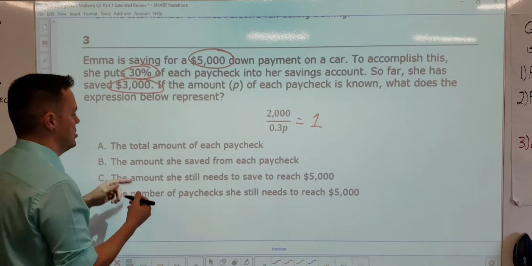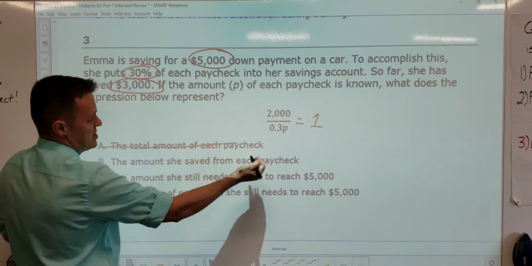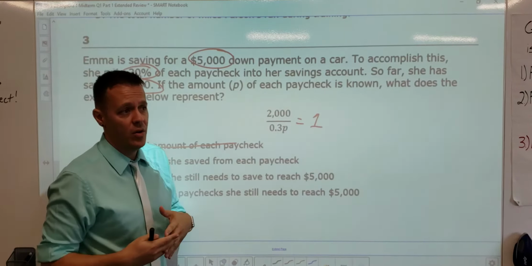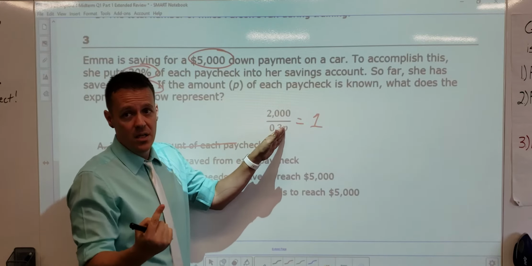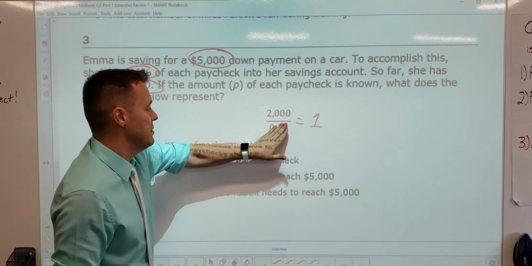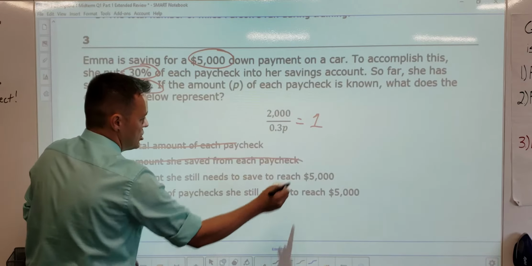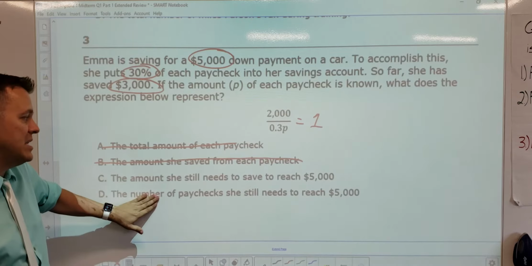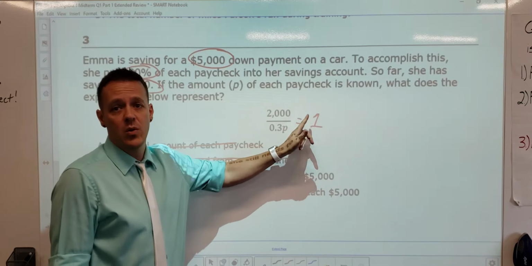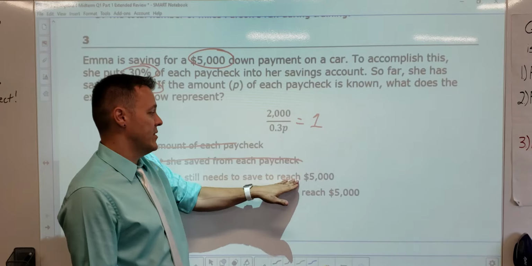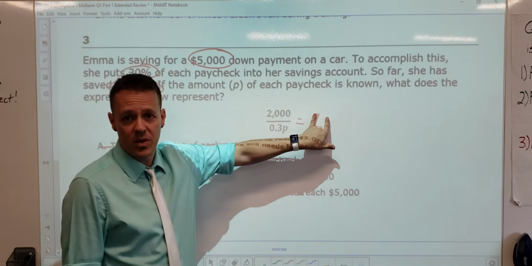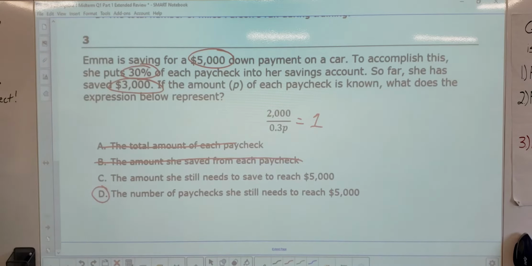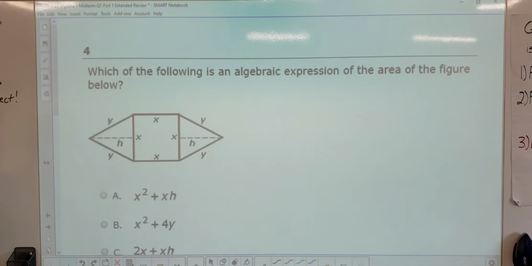So when you're looking at this, it can't be the total amount of the paycheck because that just doesn't make any sense. The amount she saved from each paycheck, well, you would be able to do that with paycheck 1, but with paycheck 2 or 3, you wouldn't be able to know how much she saved from each one. So you're left with how much she still needs to save to reach 5,000, or the number of paychecks. Well, our number equals 1. It doesn't equal 5,000. If it reached 5,000, that's what number would go there. That would be the answer. But since it's not, it's D, the number of paychecks.